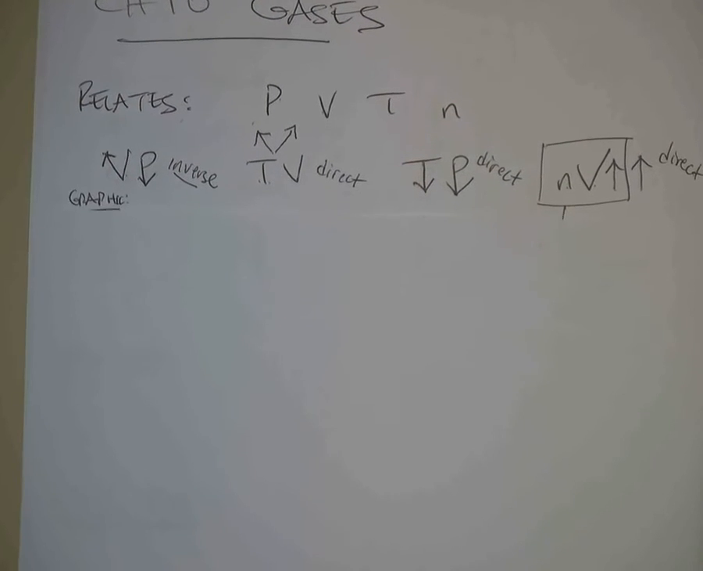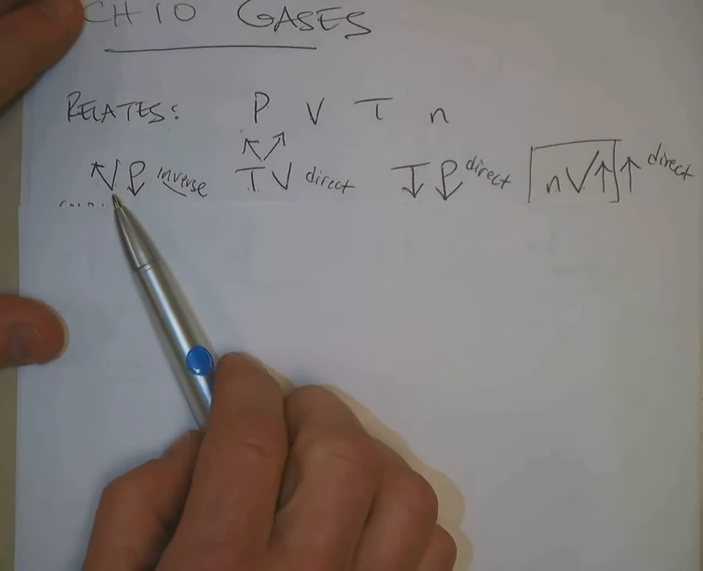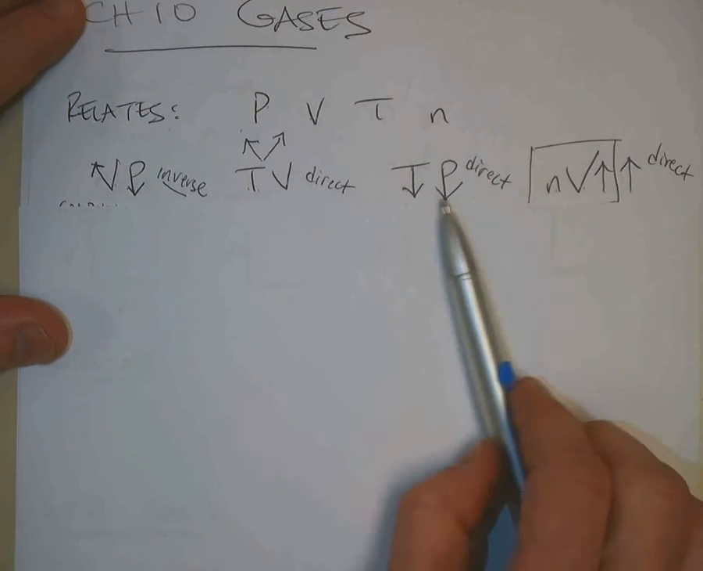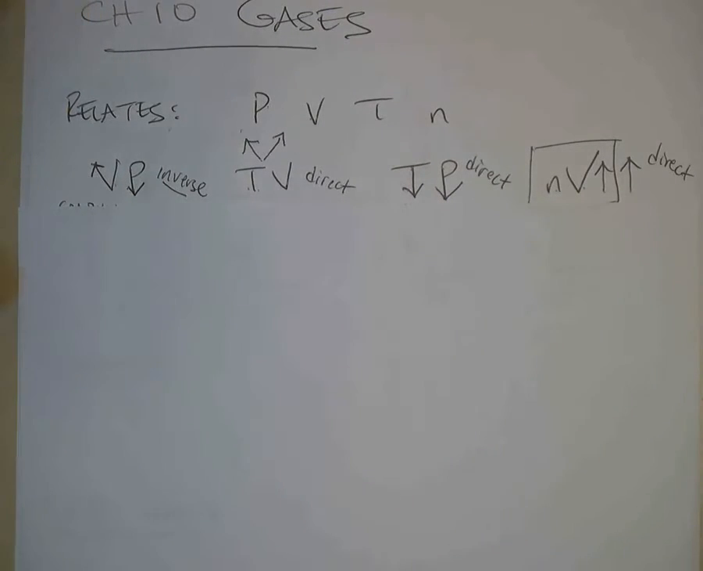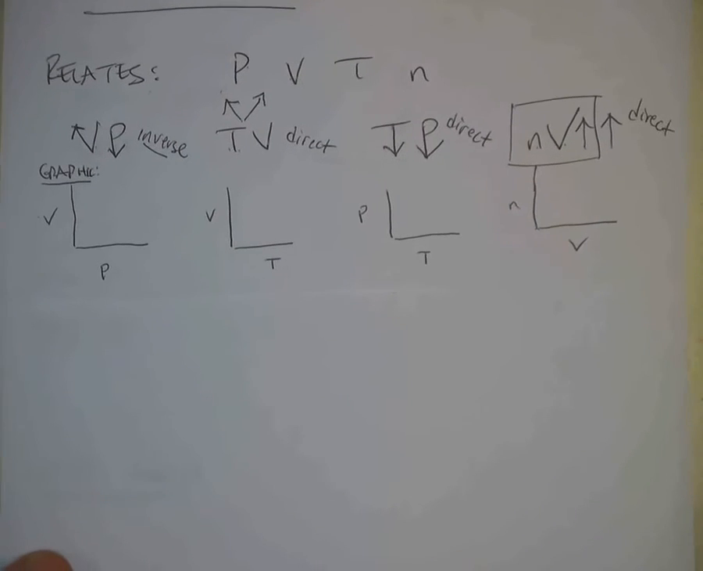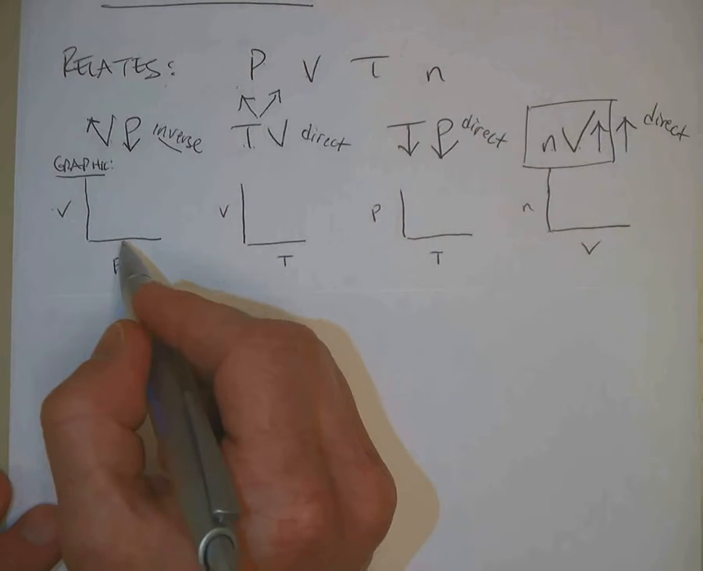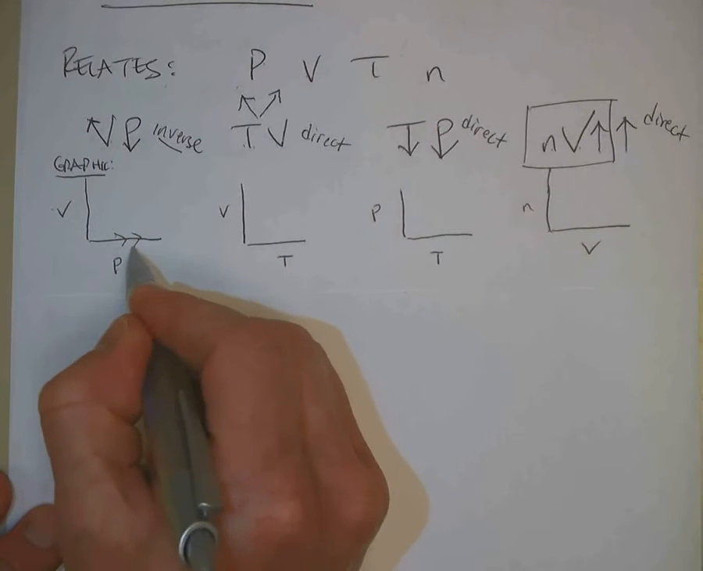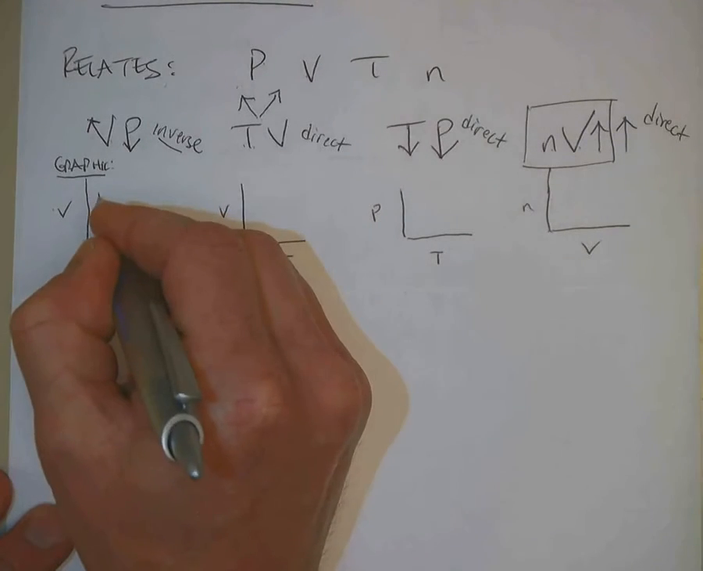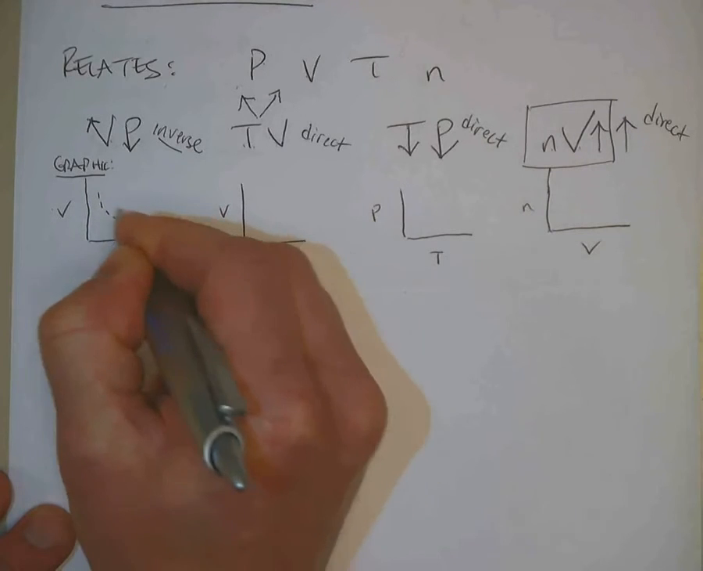These four relationships are actually given names. This is called Boyle's law, this is Charles' law, this is Gay-Lussac's law, and this is known as Avogadro's law. Graphically, you should know how these are represented with one another. If we're holding the other variables constant, as pressure increases, in other words, as pressure goes this direction, remember volume goes down. And so we get a graph that looks something like this.